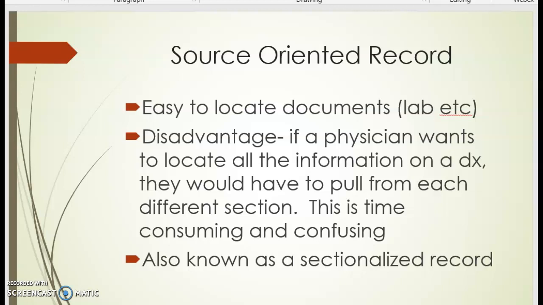The disadvantage of a source-oriented record is that if a physician wants to locate all the information on a diagnosis, they would have to pull from each different section. This can be very time consuming and confusing. It's also known as a sectionalized record, and you're going to see this type of record more in an office setting.